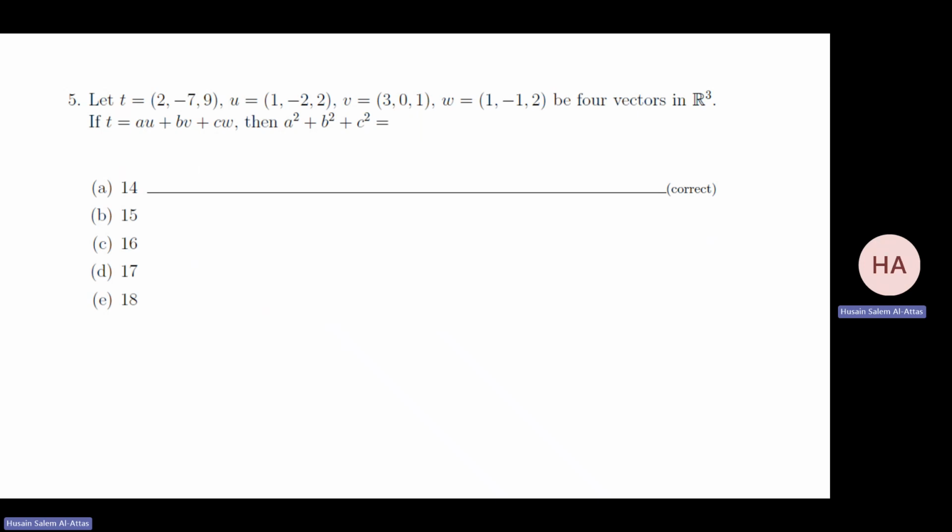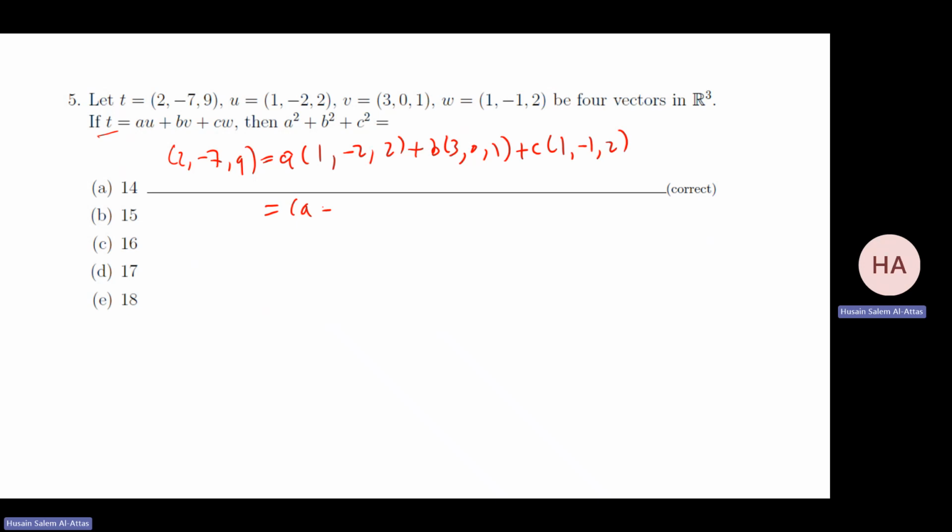Okay. Let me do this quickly. Calculation: T equal this. So I have (2, -7, 9) equal A times the vectors. I write the vector as a row or as a column, it's the same thing. Let me write it as a row, just to show you it's the same idea. That will be A(1, -2, 2), plus B(3, 0, 1).